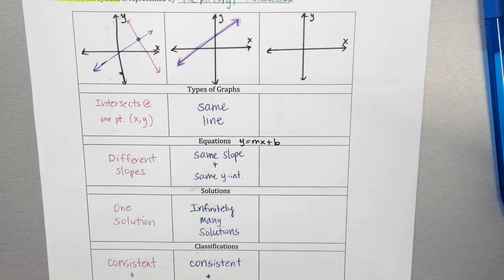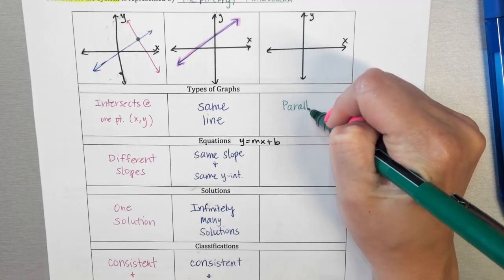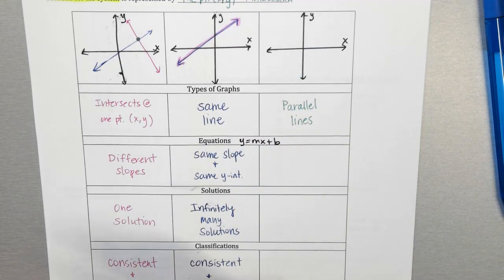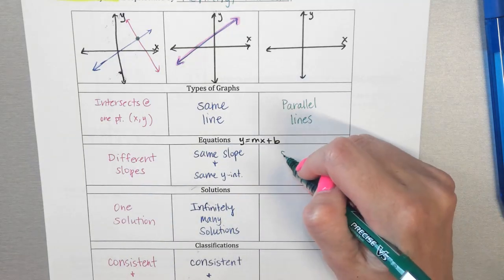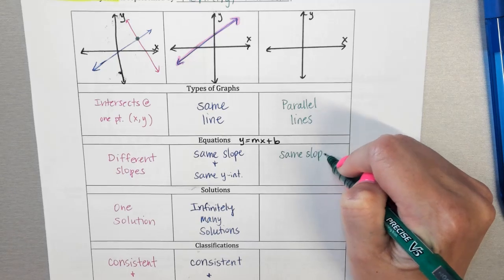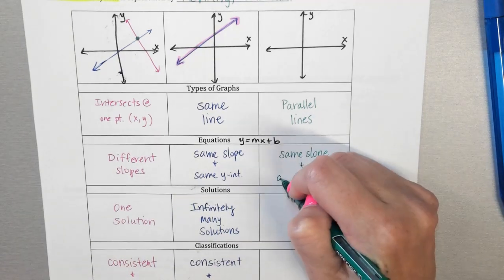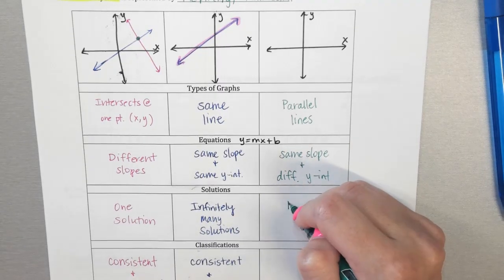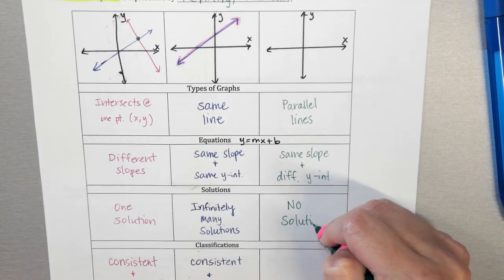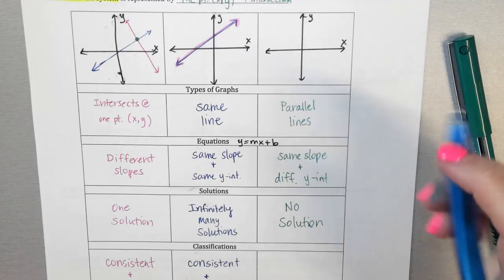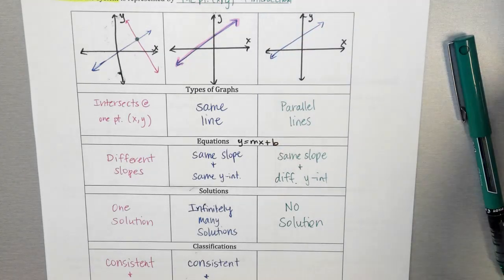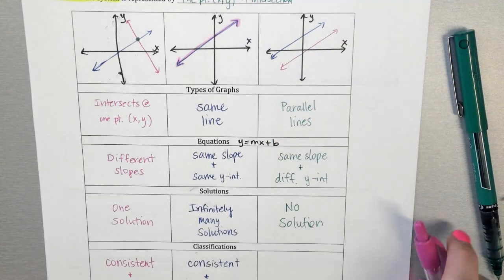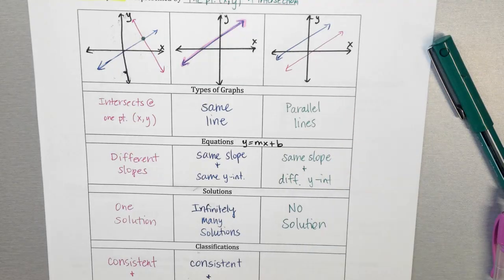Okay, the last set is going to be parallel lines. And if you have parallel lines, you guys might remember from geometry that they do have the same slope, but because they're not the same line, the y-intercepts are different. So you have a different y-intercept. So if they never intersect, then there's no solution. Okay, and then you guys can draw a pair of parallel lines. Okay, so you have parallel lines, same slope, different y-intercept.